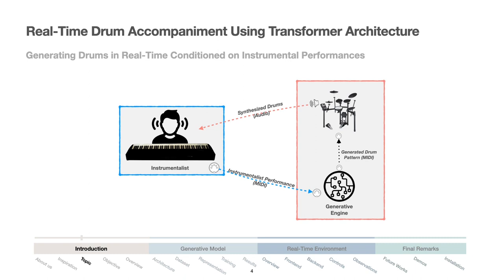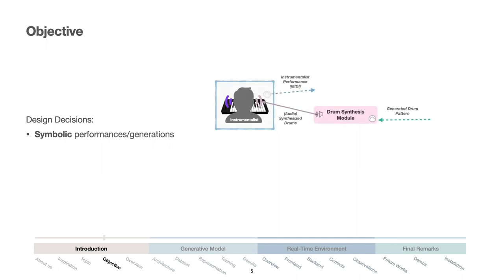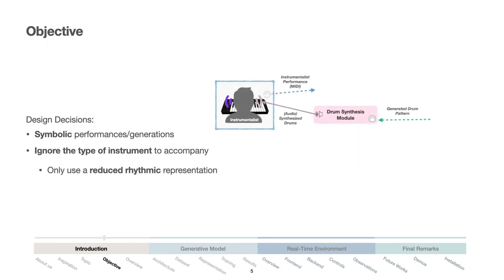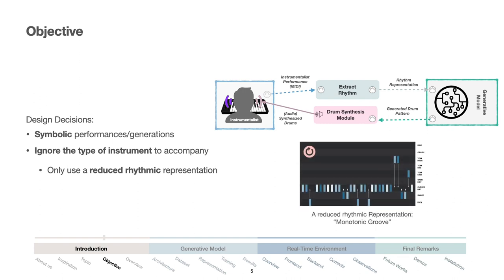The aim of our work was to develop a lightweight drum generator capable of accompanying instrumental performances in real-time jam session settings. For this work, we made a number of design decisions. Firstly, we decided to focus our work on the symbolic domain. Second decision was to base the generations only on a simple or reduced rhythmic representation of the instrumental performance. Inspired by tap-to-drum, the reduced representation was to be extracted from a performance by simply flattening a multi-voice polyphonic sequence into a single sequence containing onsets, timings, and velocities. We call this representation monotonic groove.